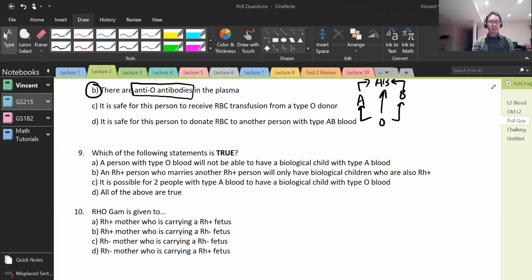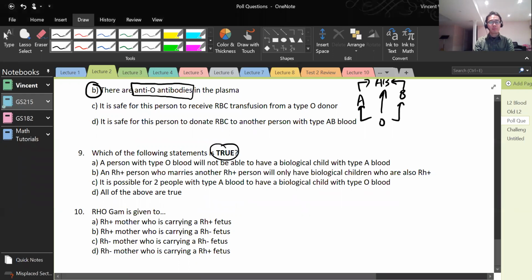Let's take a look. We're looking for the true statement, the one that is correct. So first one, a person with type O blood will not be able to have a biological child with type A blood. Nonsense. Of course they can. If they marry someone who's type A, for example, or AB, then it's possible for them to have an AB child. So this is not correct. Next one. And RH, well, if this is not correct, then this one is not correct either, right? Okay. So it's only between B and C.